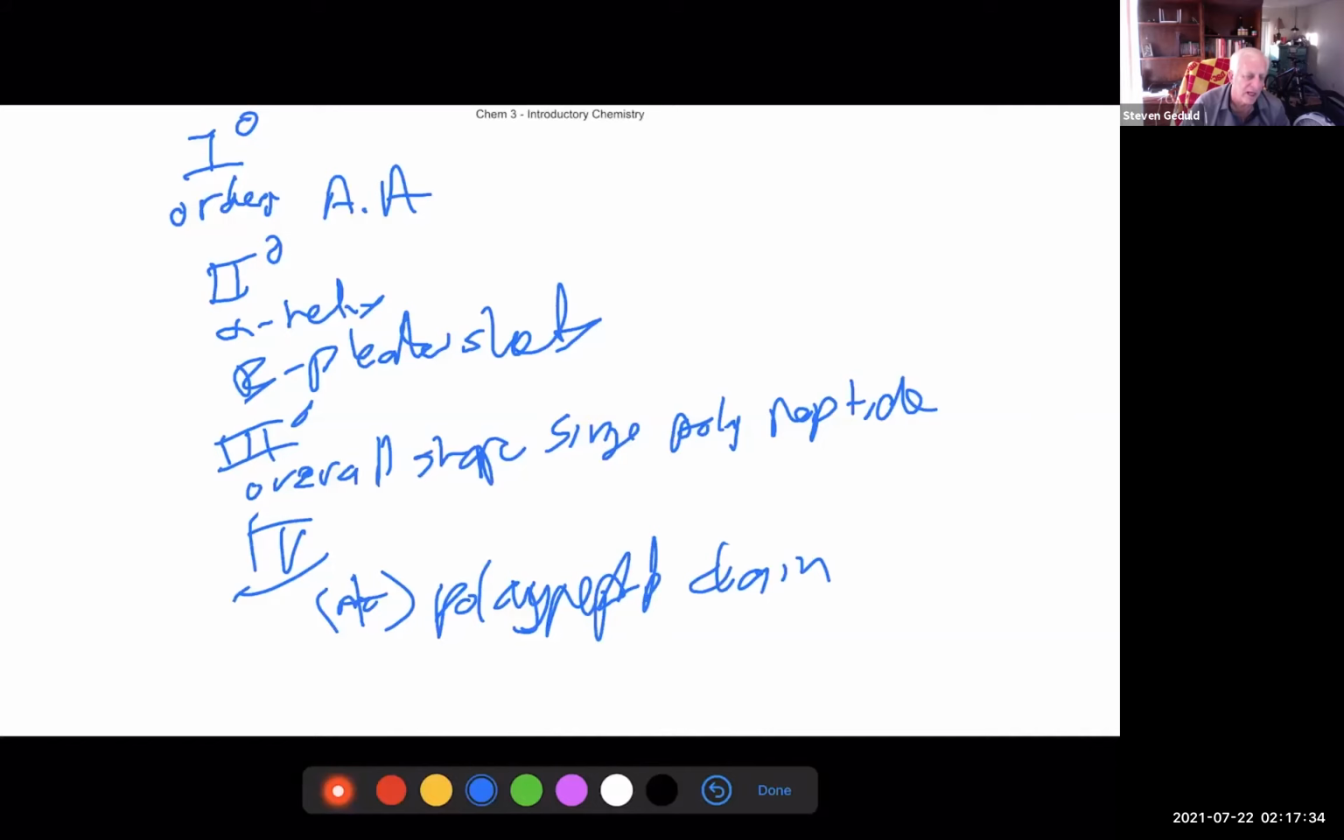Right. Yeah, the wording changes between, and it can be confusing. But hopefully this helps straighten it out a little bit.